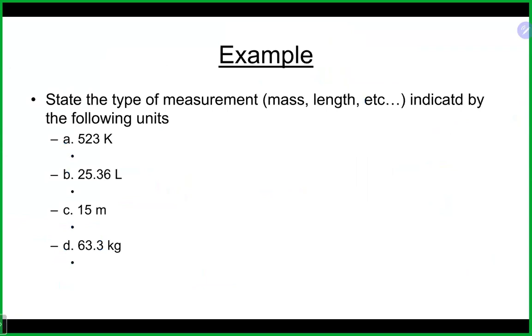Now, as we talked about earlier, it's important to understand what the units represent. When I say 523 Kelvin, I am talking about a temperature. When I say 25.36 liters, I'm talking about a volume. 15 meters is a length, and 63.3 kilograms is a mass. Understanding what those units represent is really important.